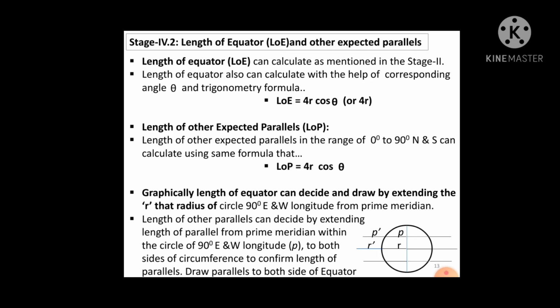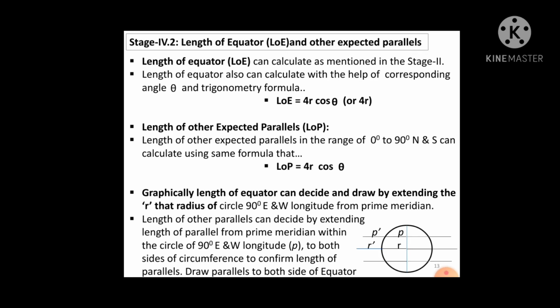Once you find the length of the equator, you can plot it equally on both sides of the central meridian, okay, and you can achieve the total length of the equator. Now the length of the other parallels also you have to find out, right? One more simple method is there, which I will explain later on. But the trigonometrical equation, or the function, you can use to find the length of any other parallel is 4R cos theta.